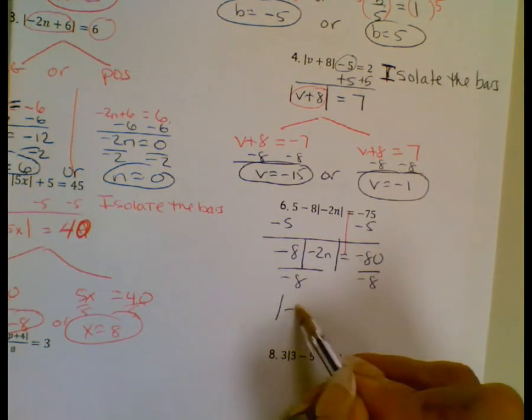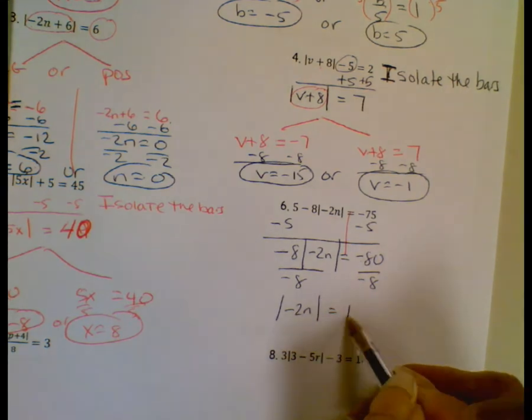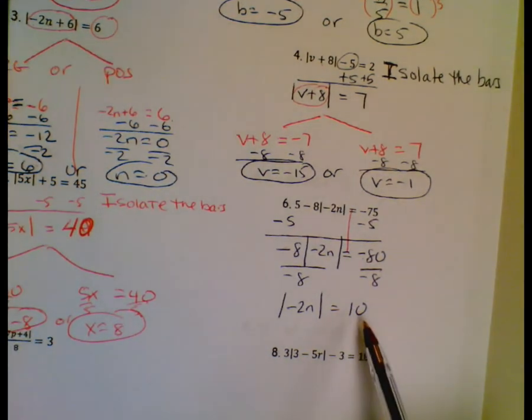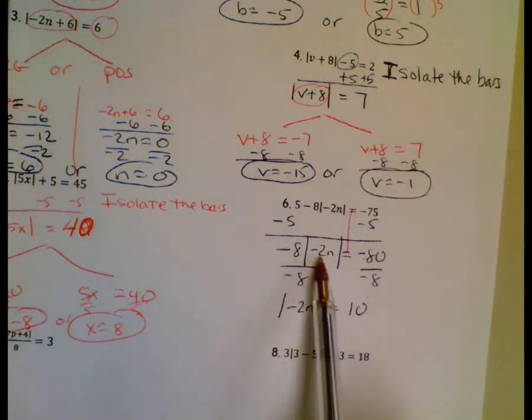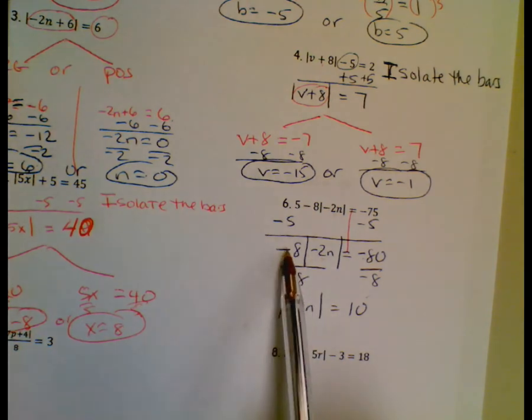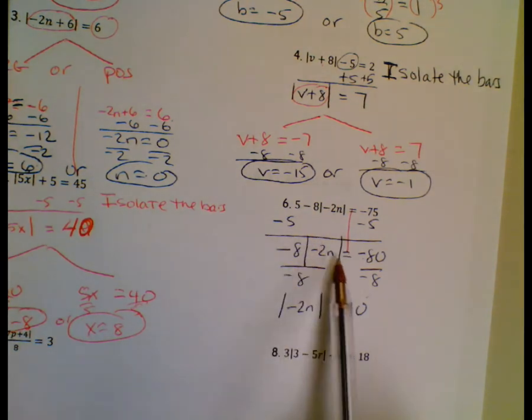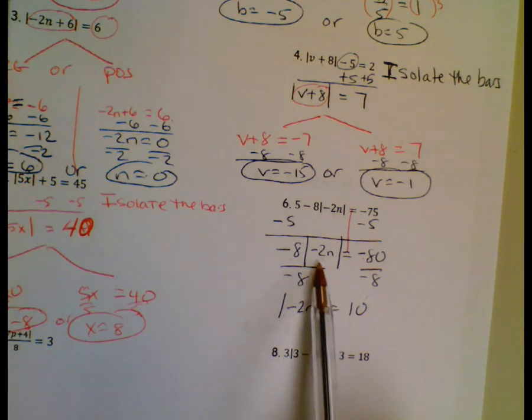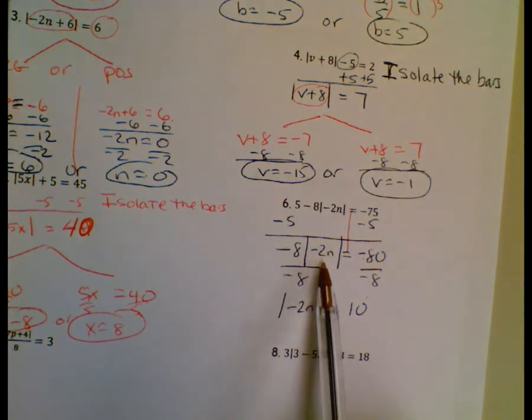Then you have absolute value bar of 2n equals 10. Now it's equal to a positive, and that's okay. It was negative, but when we divided by -8, remember, do not multiply. You are not allowed to approach, you're not allowed to do anything while the bars are there. If the bars are there, you're not allowed to distribute, you're not allowed to multiply, you're not allowed to do anything. What's in the bars is the prisoners.